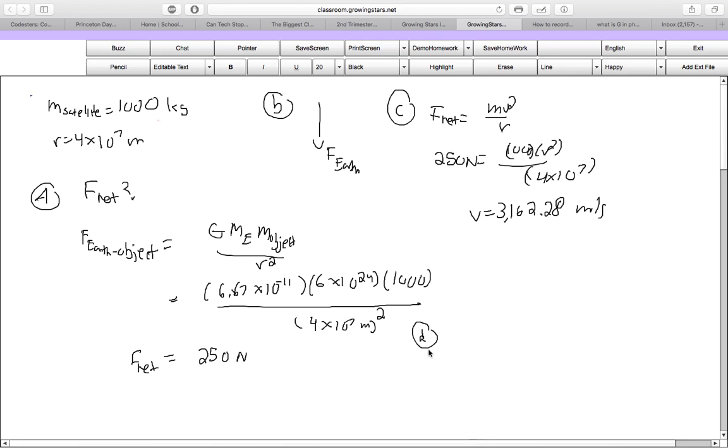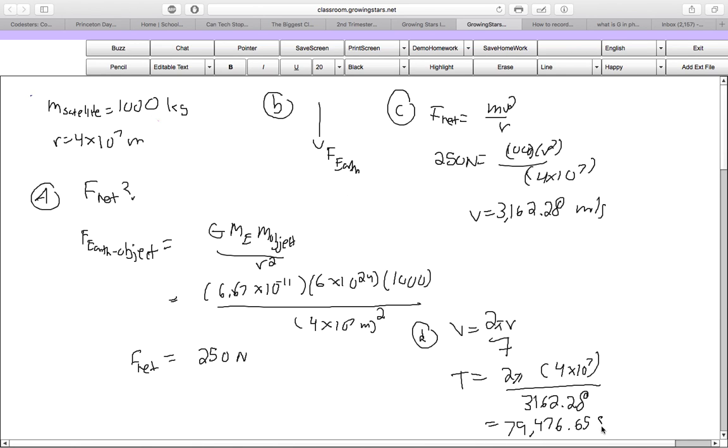And the final part of the question asks you to find the period of the satellite's motion, so how long it takes to go around the Earth one time. So here we know that v is equal to 2 pi r over t, so we substitute in, and we get that t is equal to 2 pi times 4 times 10 to the 7th over 3162.28, which we found in part C, and we get that t, the time, the period, is equal to 79,476.65 seconds.